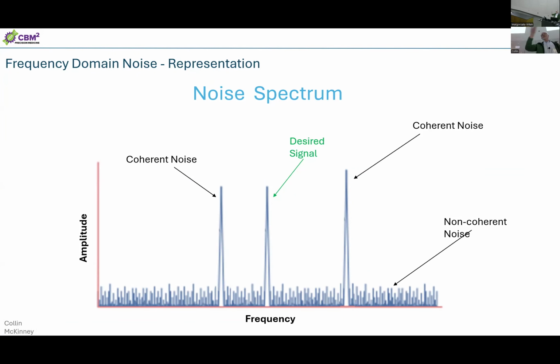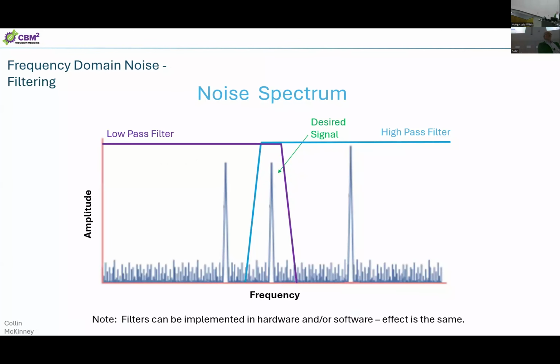If we can't get rid of these any other way, we can filter them. But what filter do we apply? How do we know what to do with it? Well, by looking at this, we say we want this desired signal, so let's only pass the area around that desired signal and get rid of everything else.